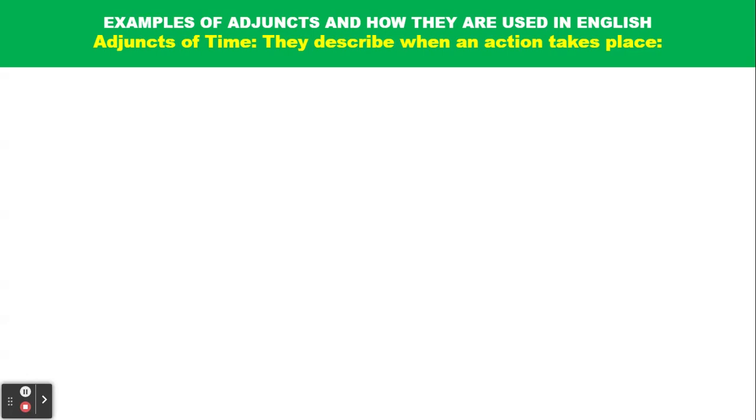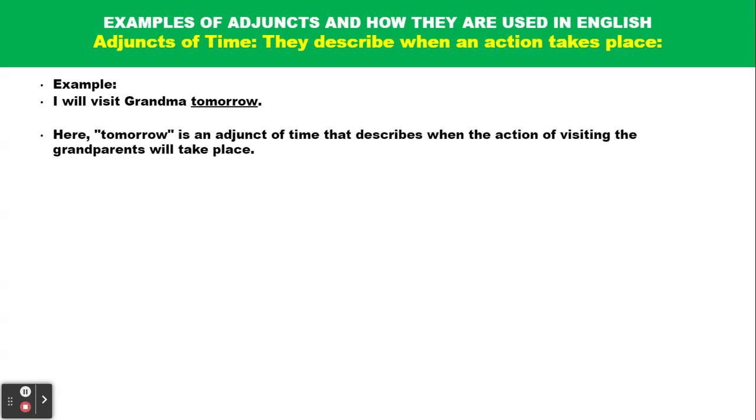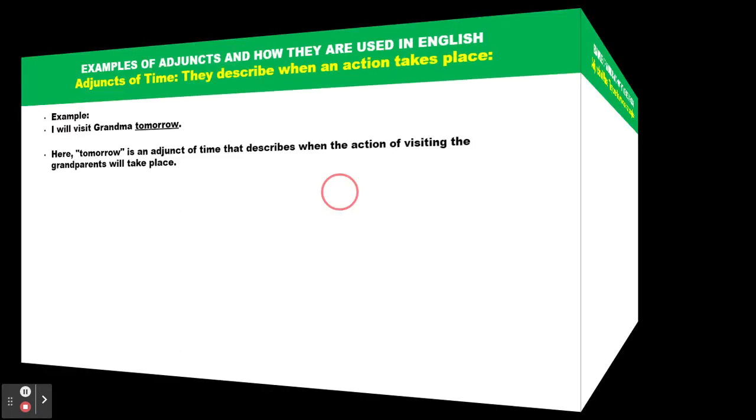We want to begin with adjuncts of time, which describe when an action takes place. Examples: I will visit grandma tomorrow. Now, when you look at this example, tomorrow is an adjunct of time, and it describes when the action of visiting the grandparents or grandma specifically will take place. Okay.